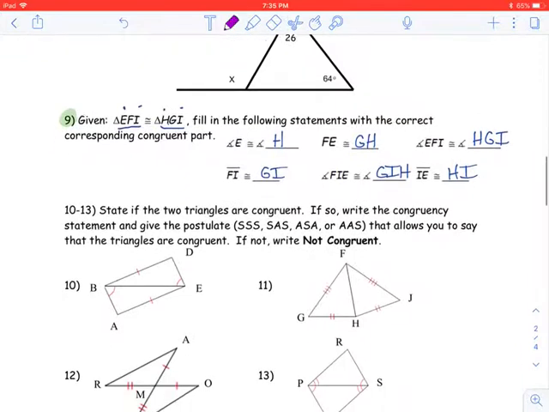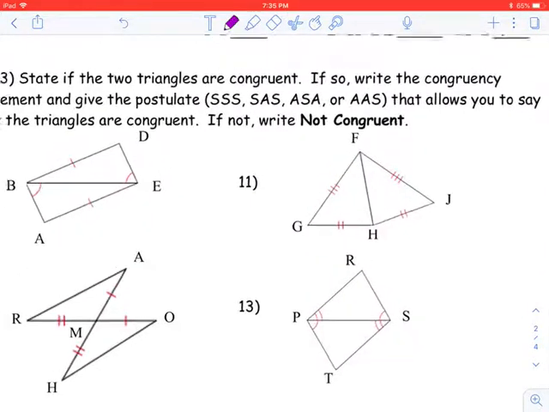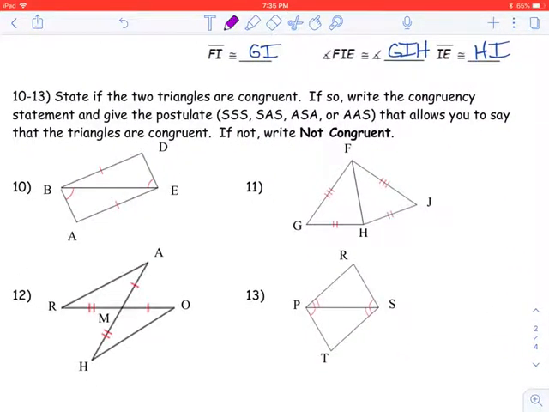All right. So for 10 through 13, it says, state if the two triangles are congruent. If so, write the congruency statement. So triangle equals triangle is congruent to another triangle. And what postulate did you use? Side, side, side, side, angle, side, angle, side, angle, or angle, angle, side. Which one of those allows you to say that the triangles are congruent? If not, write no or not congruent. Okay, so we're going to look at 11 and 13, and then look at 10 and 12 tomorrow.